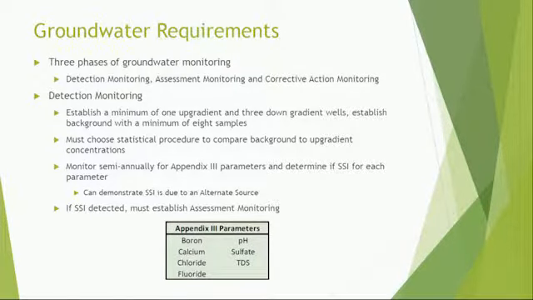Groundwater monitoring. This is where I think you'll be most interested. So there are 3 phases of groundwater monitoring that we have to perform: detection monitoring, assessment monitoring, and corrective measures. In detection monitoring, at the very beginning of this, we had to set up a network of wells. We had to set up a minimum of 1 up gradient and 3 down gradient wells and establish a background.